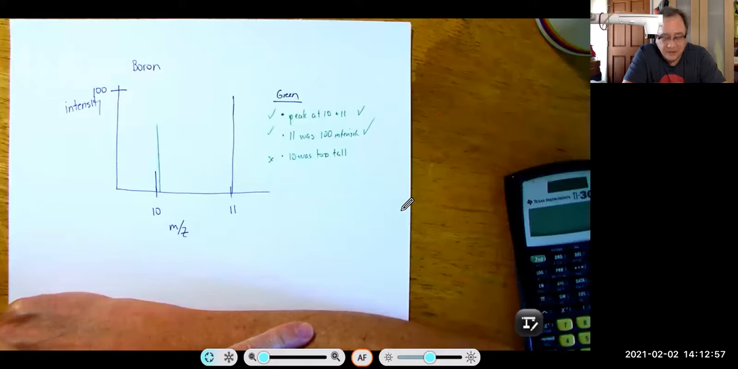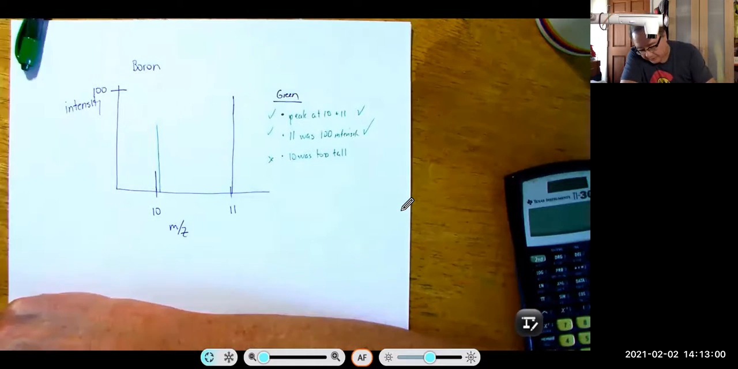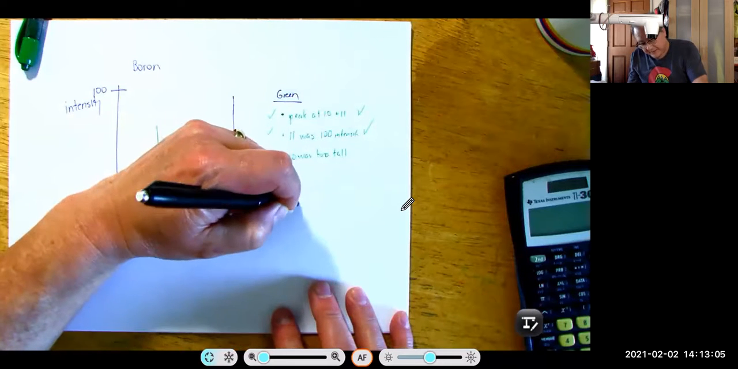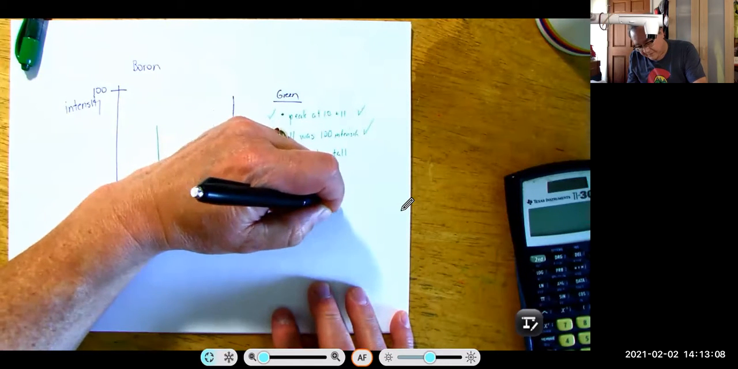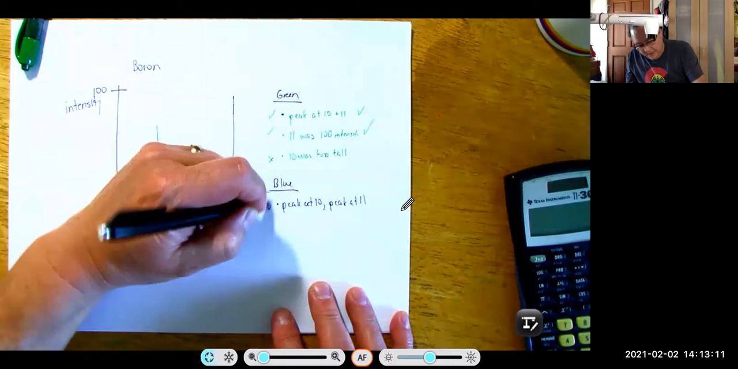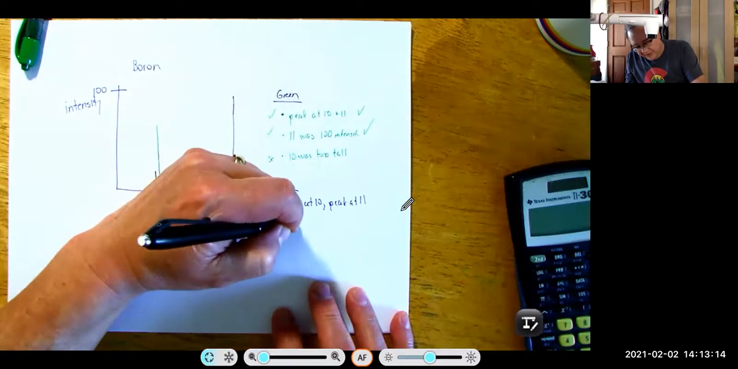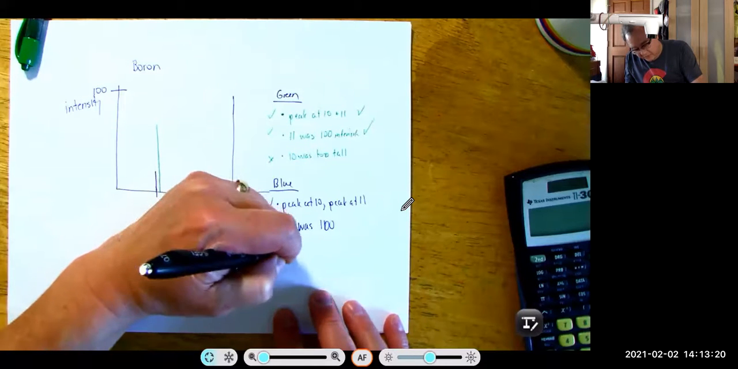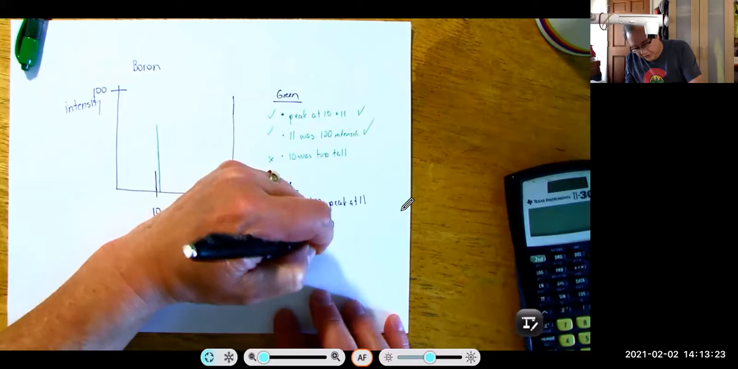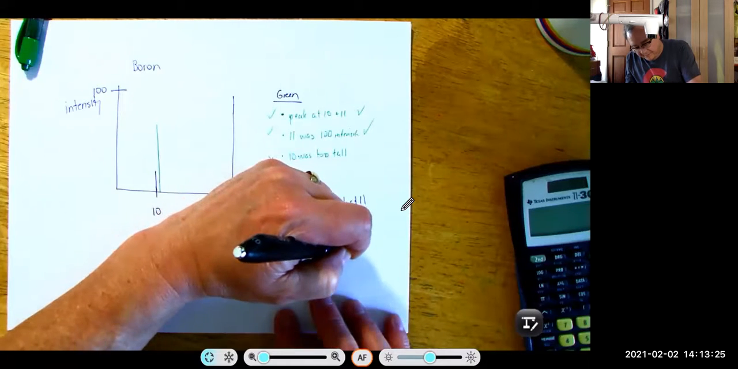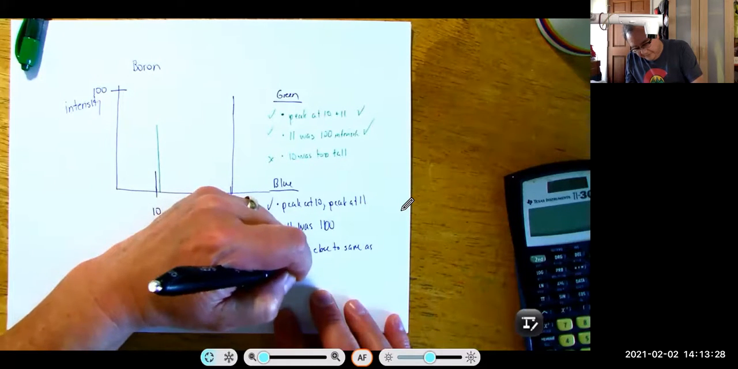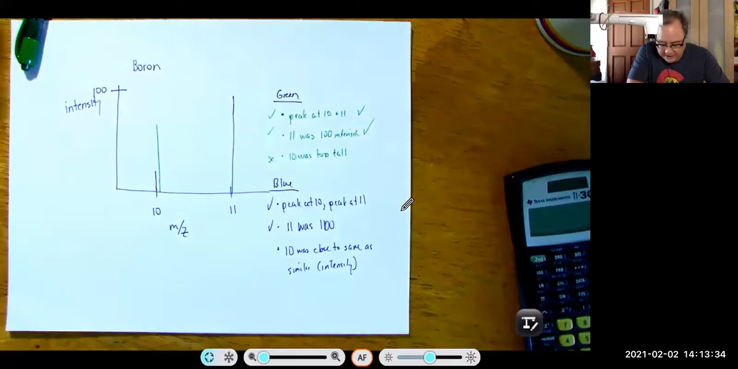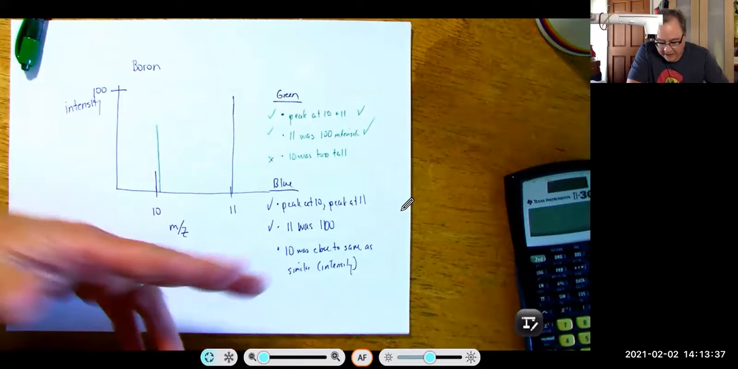Okay? So for the blue, how would we evaluate the blue? Well, we'd say we got the peak at 10 and we got the peak at 11. That's great. The 11 was the 100. And here, the 10 was close to the same as the simulator. And we would say the intensity. So we did 3 out of 3 things right if we went with the blue.